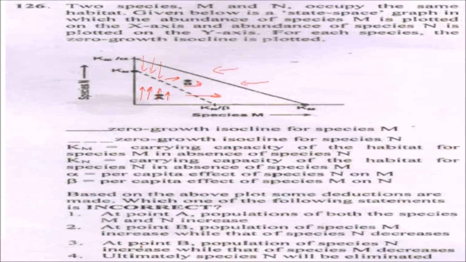So we have to point out the incorrect statement. Here it is saying at a point B. At point B, what will happen? It is the point below the solid line, which is for the M species, and above the dotted line, which is for the N species. As it is above the N species line, the N species will decrease in this area, but the M species will increase. But here it is written that at point B, the population of species N is increasing, rather it is decreasing there. So the incorrect statement is number 3.